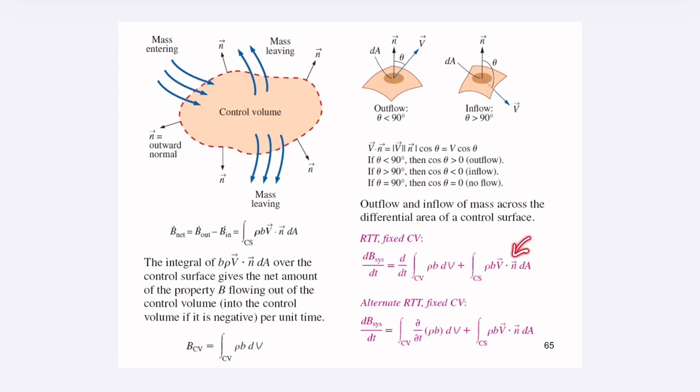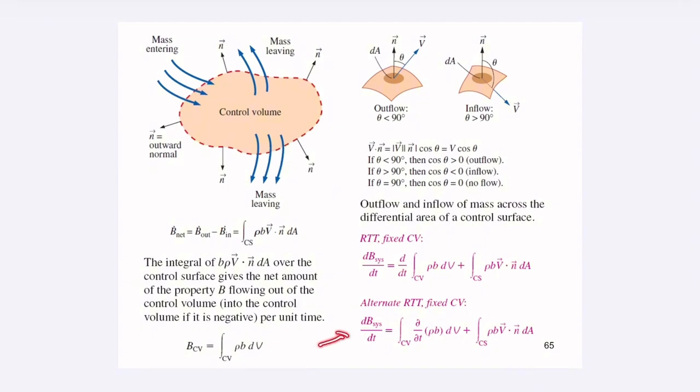For this second term on the right hand side, rho b V dot n dA. That's the net flow of B across the control surface. V dot n is the velocity component perpendicular to the control surface, determining how much property is leaving or entering. So that's how we use RTT for a fixed CV.